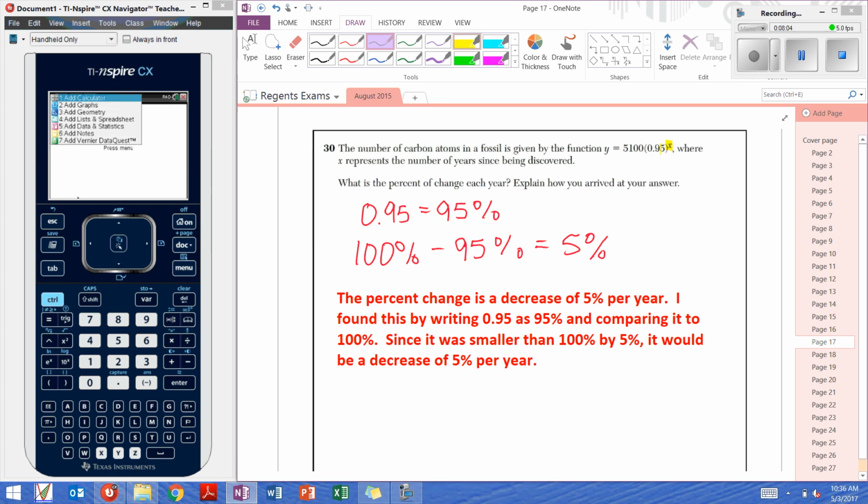So 0.95 is really 95%. And if you compare 95% to 100, you are going to realize that you are decreasing at a rate of 5%. So the important piece here is that you compare it to 100%. Always. You could also compare it to 1 whole, but I really like to work in the percents. I think it makes a little bit more sense to everyone when we do it this way. But obviously you could have also done 1 minus 0.95 and gotten 0.05 and then converted that to a percent at the end.